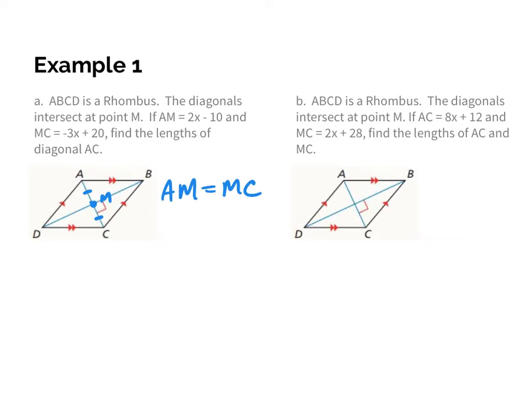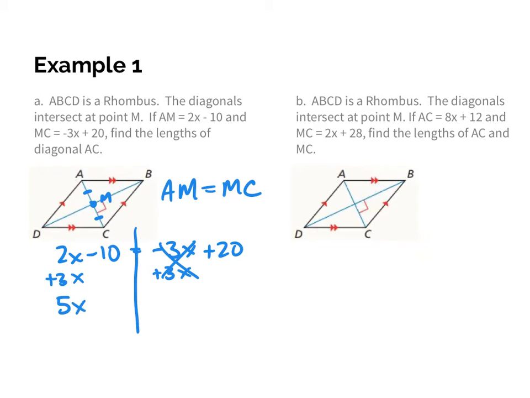So to figure out the length, I am going to take the 2x minus 10, which is AM, and set it equal to negative 3x plus 20, and that is MC. My goal then is to solve for x. To solve, I would add 3x to both sides to gather my x's together. That would cancel, giving me 5x. At the same time, I'm going to add 10 to both sides. Again, cancel here, and that would give me 30. Then, if I solve for x by lastly dividing both sides by 5, I would get x equals 6.